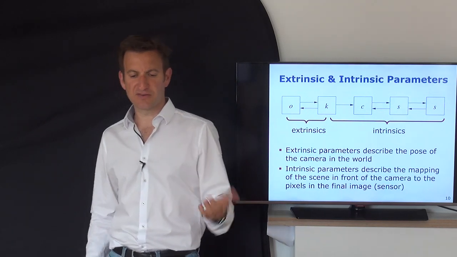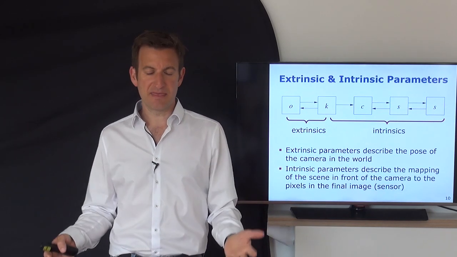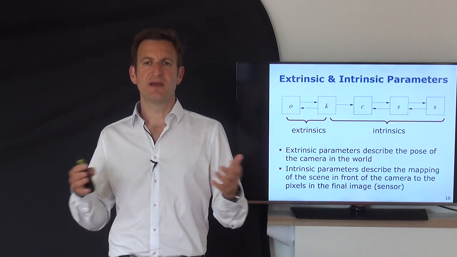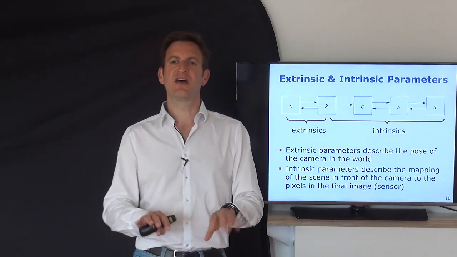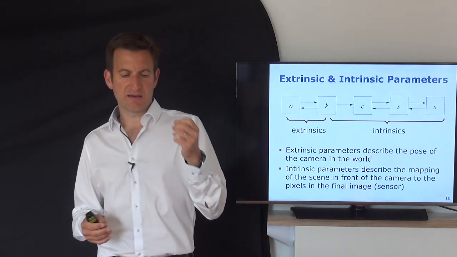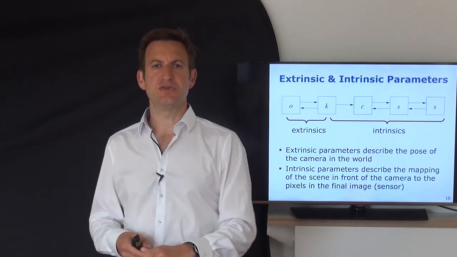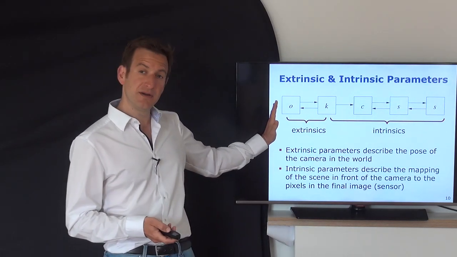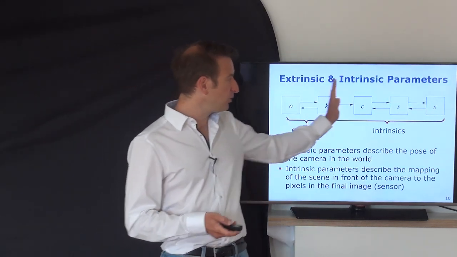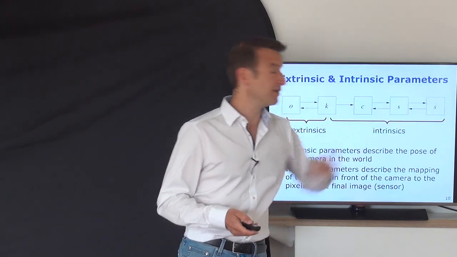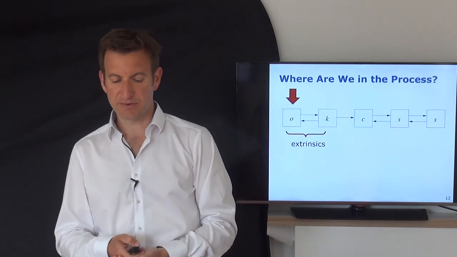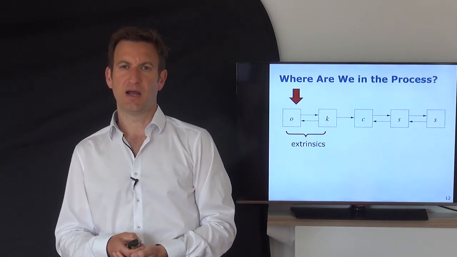So again, extrinsics are everything which happens in the outside world, so it's basically the pose of the camera in the world, and the intrinsics are everything which happens inside the camera. So how do we get from the camera coordinate system to the pixel value itself? We start from here in this video, and we'll move forward until we reach the end of that chain. So we start with the extrinsic parameters. That means we're here and we want to go here.